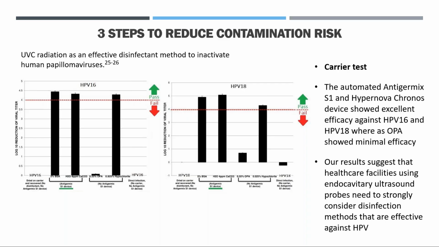And here they were using the automated antidermics, and this device showed efficacy against the HPV 16 and 18 types. These are 2 of the most crucial types, most frequent as well, because these are the types of HPV associated with cervical and vaginal cancer. Notice that OPA in these studies showed minimal efficacy. So these results from this study suggested that healthcare facilities using endocavity ultrasound probes need to strongly consider disinfection methods that have been demonstrated to be effective against HPV.